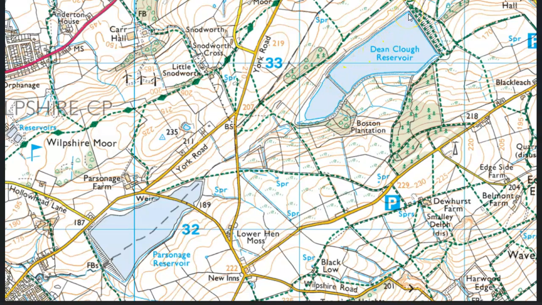Well, if we were there, we can see that the reservoir does narrow. We've got an area of woodland to the right. We've got an area of woodland over to the left as we looked from there, and then this plantation here.